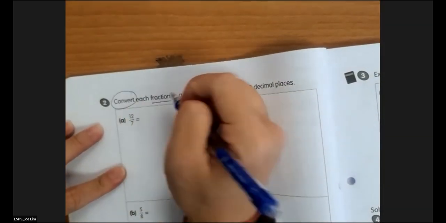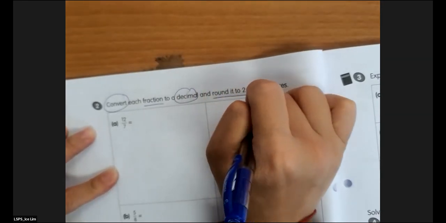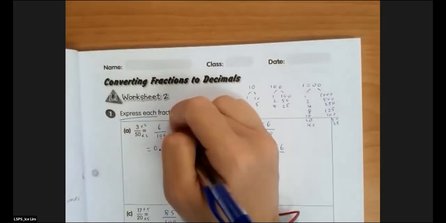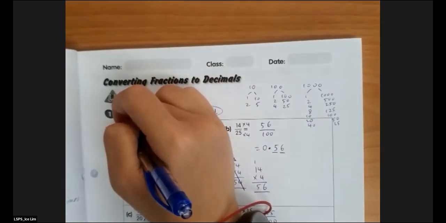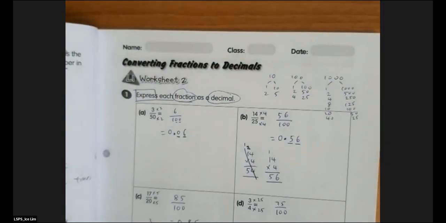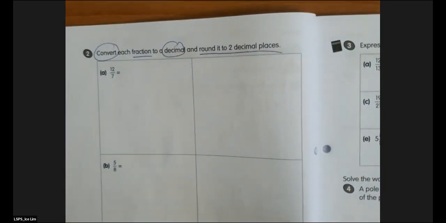Moving on. Now, on the next page, page 60, it says, convert each fraction to a decimal and round it to 2 decimal places. Can you compare this question and the question before it, which just says, express each fraction as a decimal? Now, can you tell me, just from the question itself, what clues do you have for this one? Which method will you like to use? Why do you think there are 2 places here? You probably choose long division.